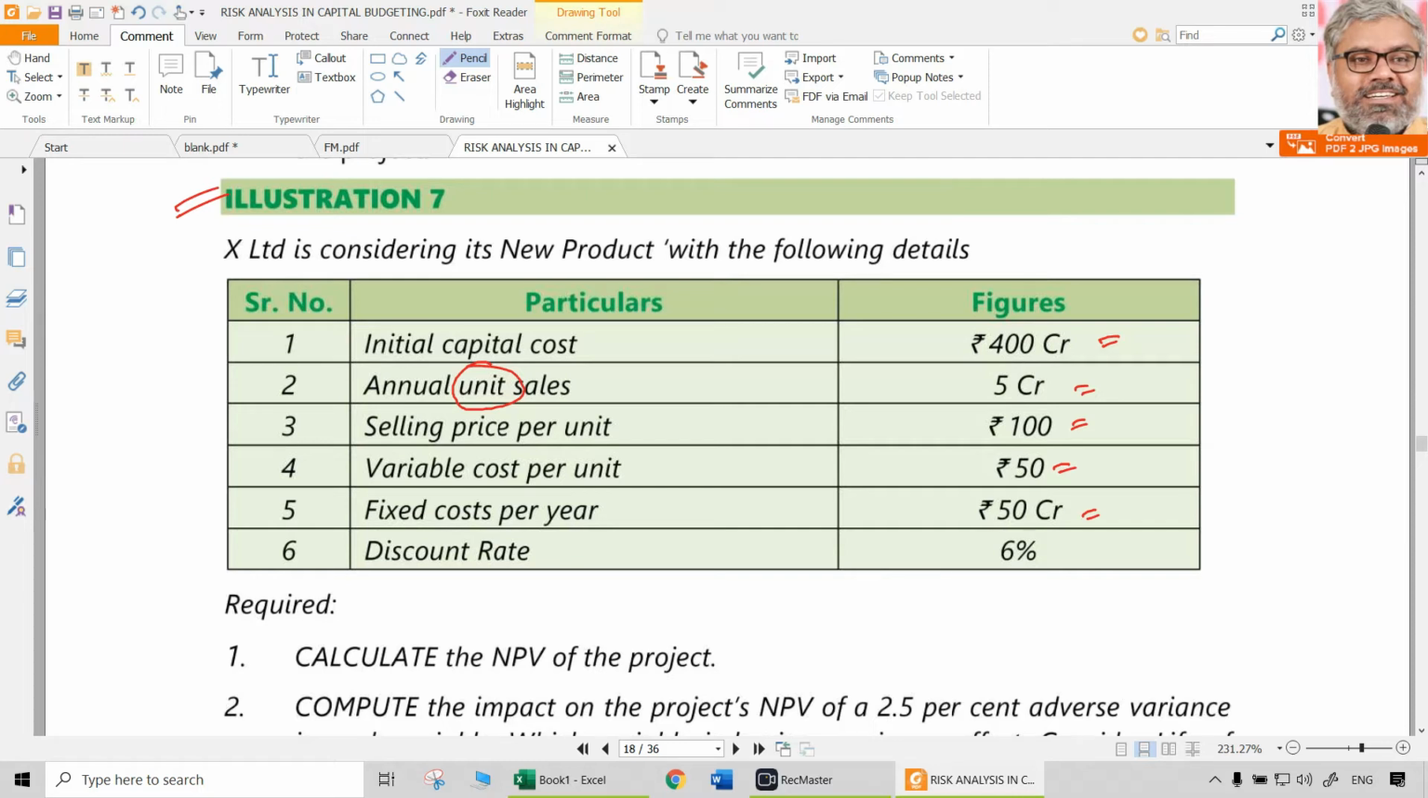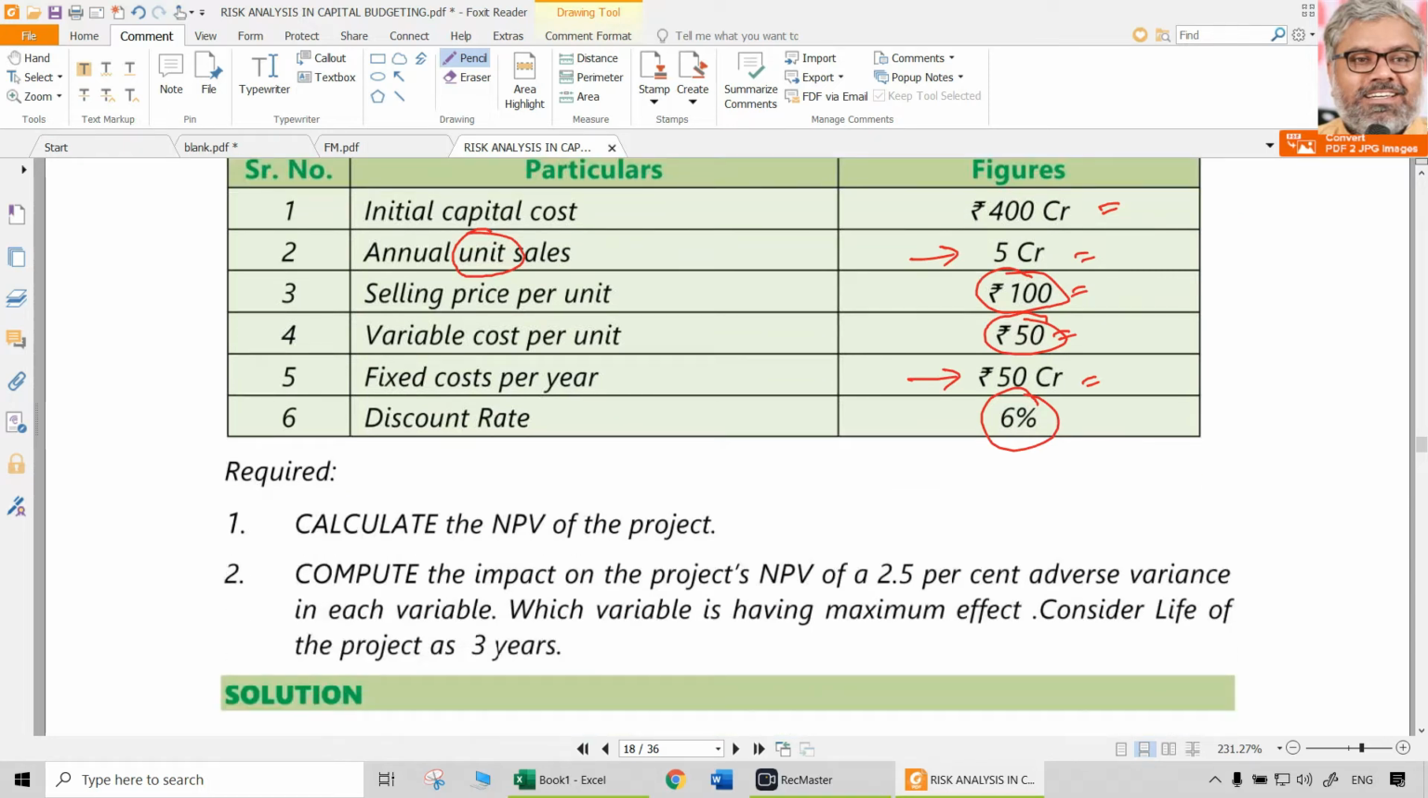You need to be very clear. Variable cost is per unit. Selling price is per unit. This is the number of units. This is in crores, the total fixed cost. Discount rate at which we have to discount the cash flows is 6%.